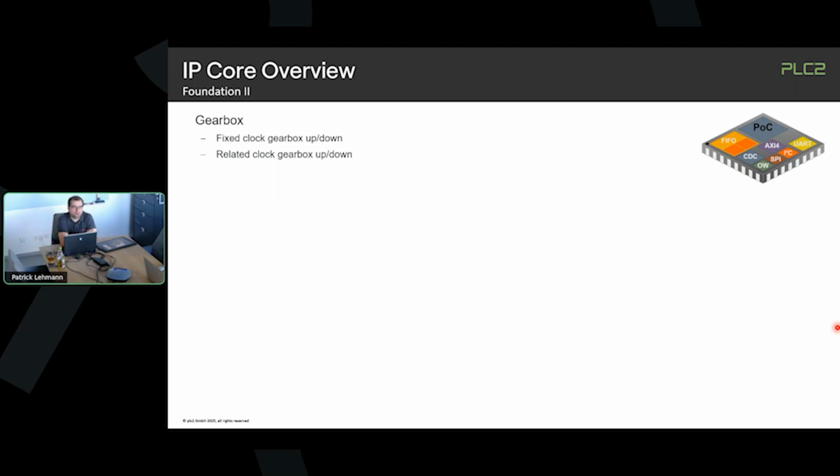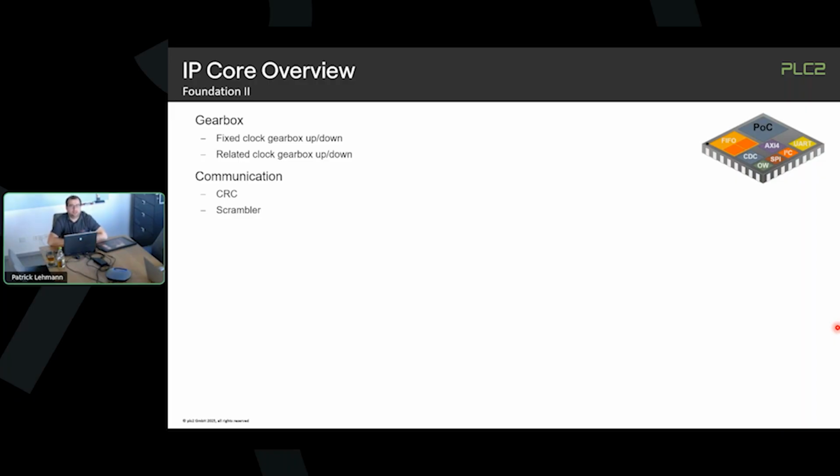We also support so-called gearboxes. This is mainly used in bus infrastructures when it goes from one bus width to another. Let's say you're converting from 32-bit to 64 bits. We are offering this either with a fixed clock relation or with independent clocks to each other.